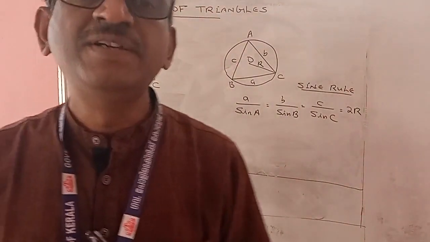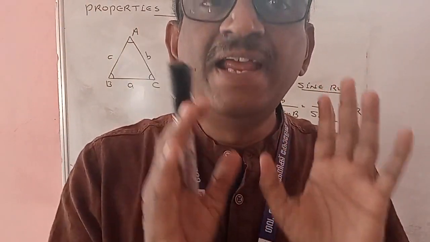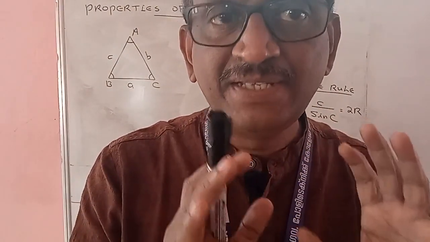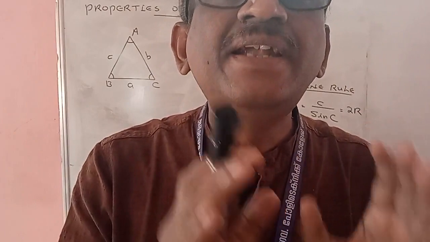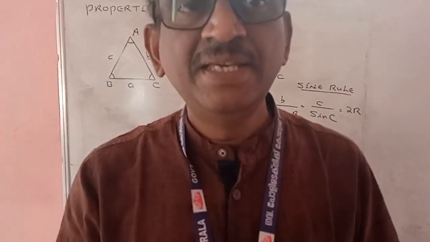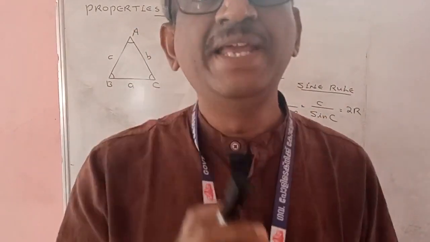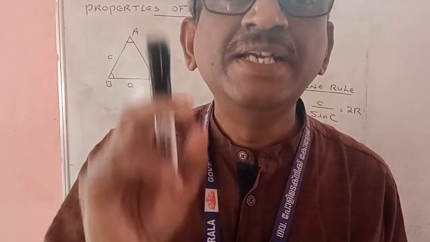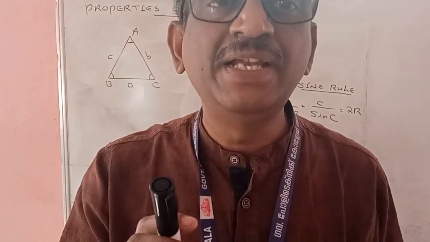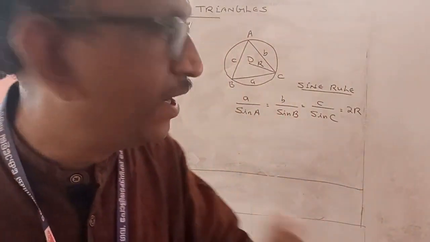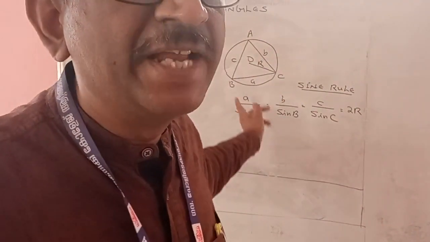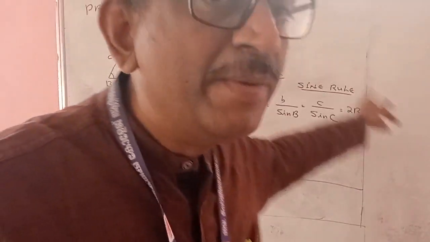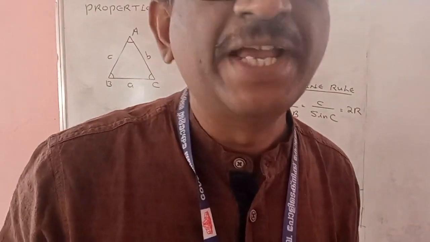What is the sine rule? In any triangle ABC, the statement is like this: small a by sin capital A is equal to small b by sin capital B is equal to small c by sin capital C is equal to 2R. This is known as the sine rule. It is very important. You memorize the statement of the sine rule.